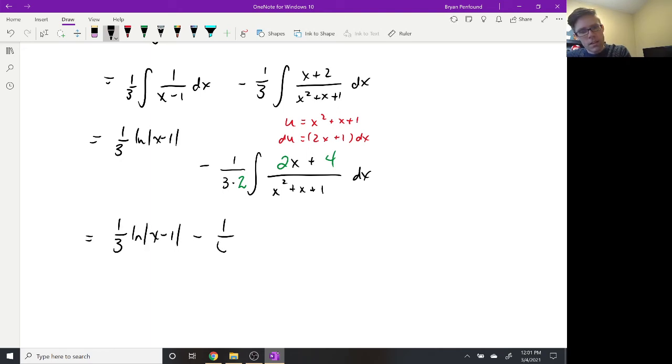Okay, so that's going to make this a 1/6. And then now we have a 2x. We have a 2x plus 1. It's there. We just have an extra 3 that we have to worry about as well.